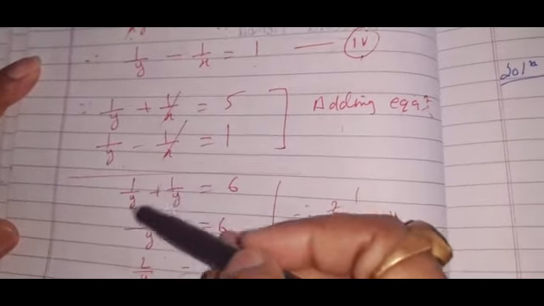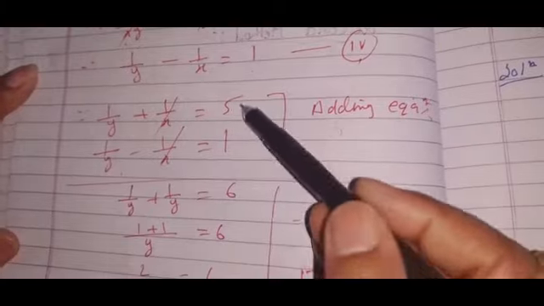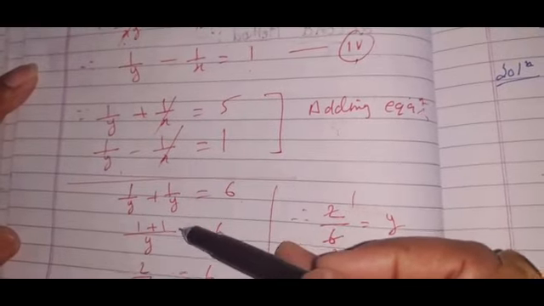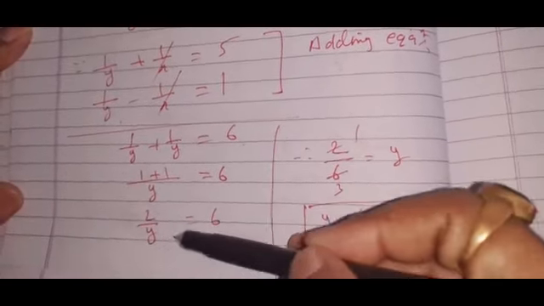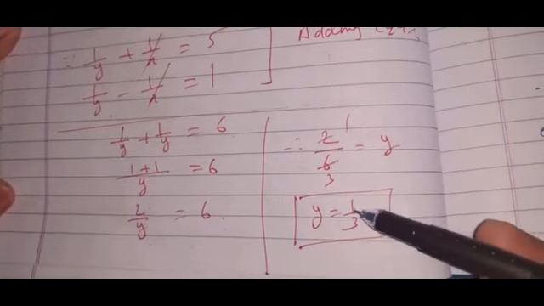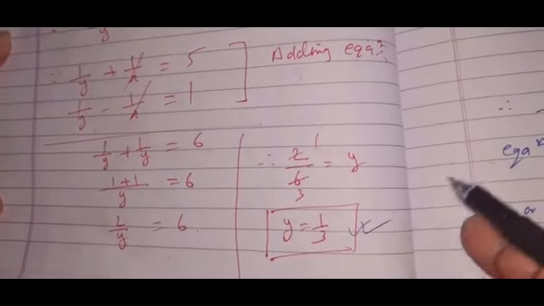What is the remaining thing? 1 by y plus 1 by y is equal to 5 plus 1, which is 6. So 1 by y plus 1 by y is what? 2 by y is equal to 6. Means y is equal to what? 2 by 6. That is 1 by 3. So here is your answer of y.